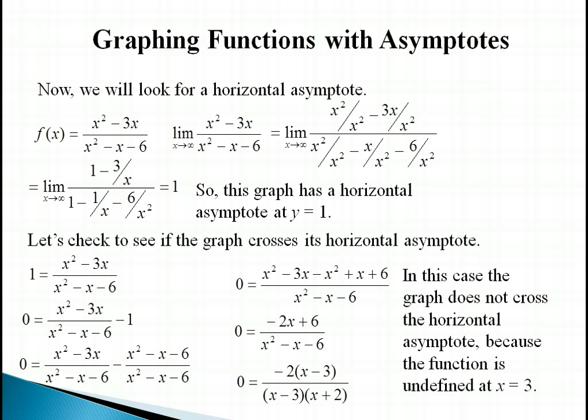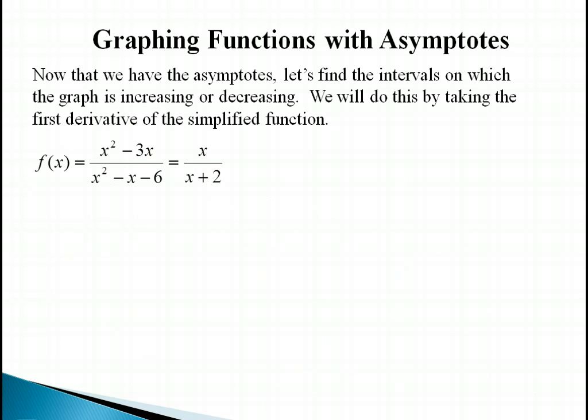Okay, so let's go on, and what we want to do is find out where our graph is increasing or decreasing. And we're going to do this by taking the first derivative, but we're going to take the first derivative of the simplified function. Remember, the two functions are the same everywhere except at x equals 3. So we're just going to keep that in mind as we go through. They should have the same behavior everywhere on the graph. So where one is increasing, the other one should be increasing.